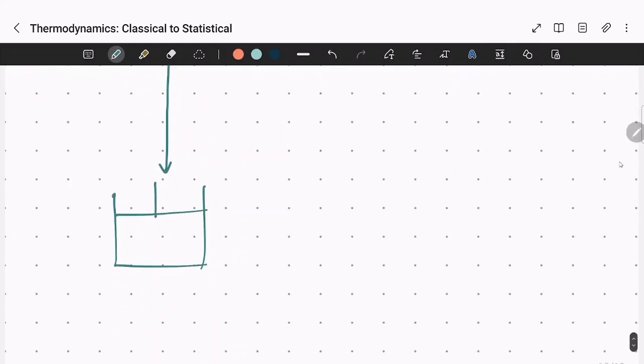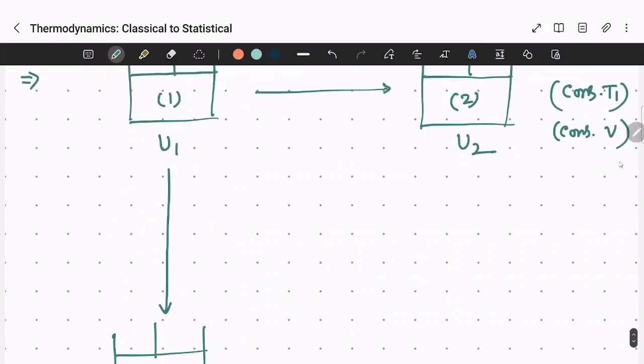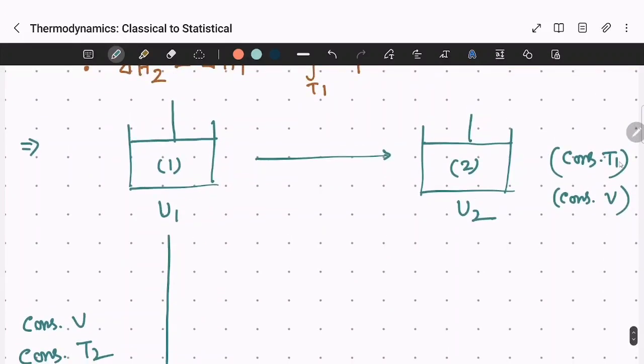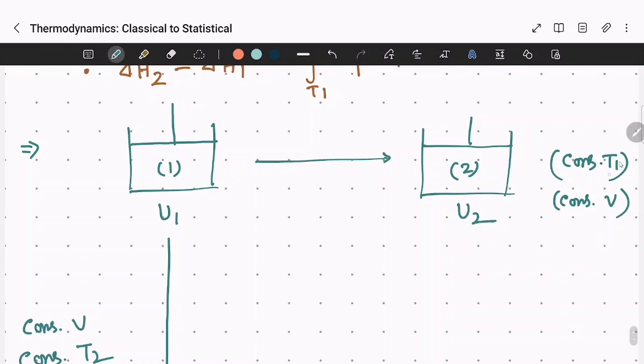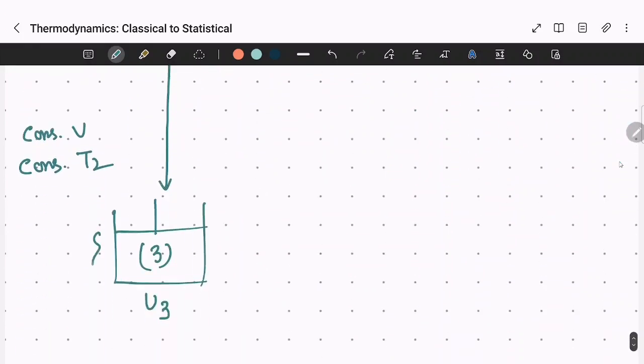U1, U2, and this is the third state. Here the internal energy is U3. But for this change, volume is constant, V, but constant temperature T2. It means you are starting with a state having the internal energy U1, this is state 1. You are changing this state to state 2 having internal energy U2 at constant temperature T1 and constant volume V1. V is fixed for each case.